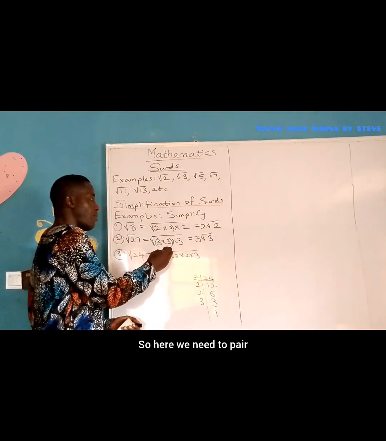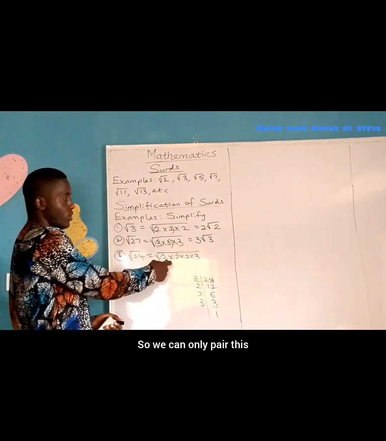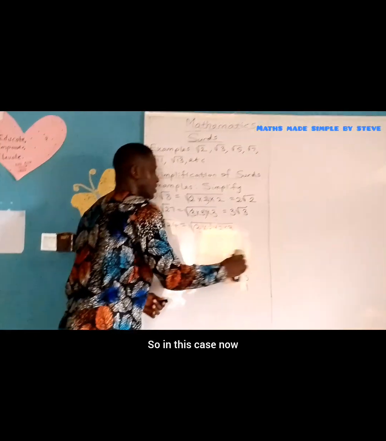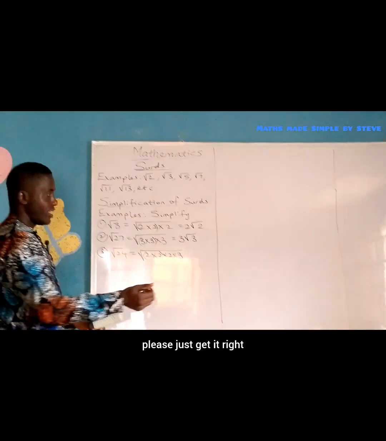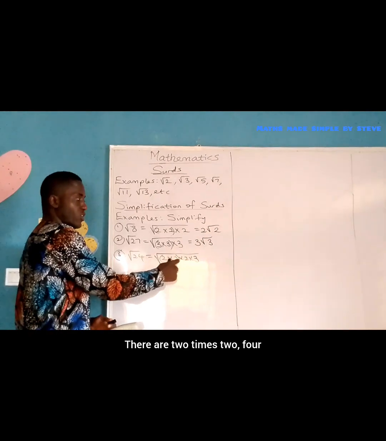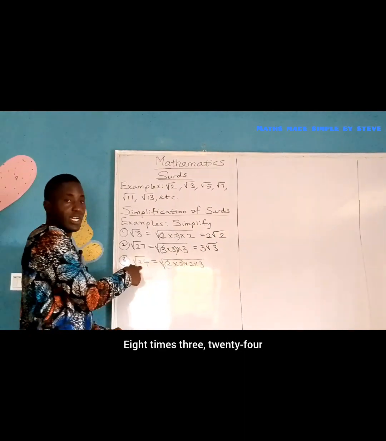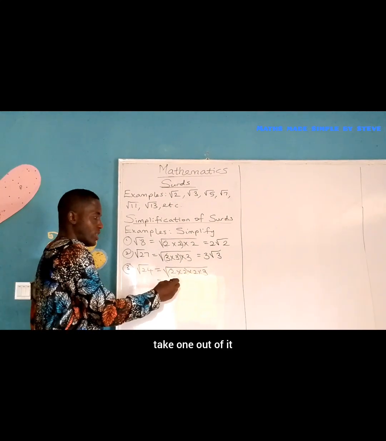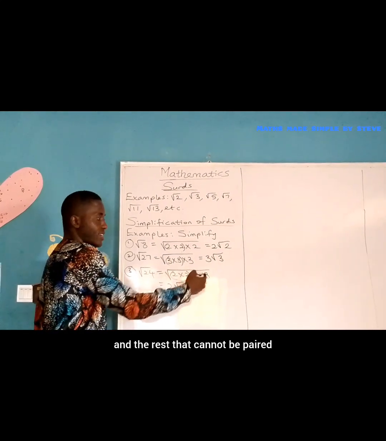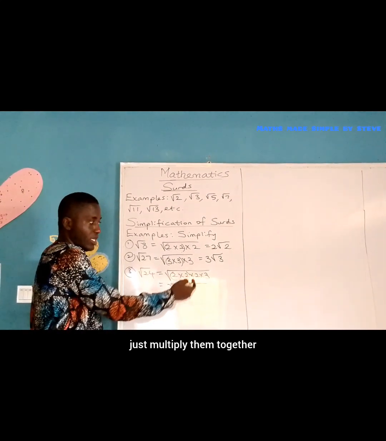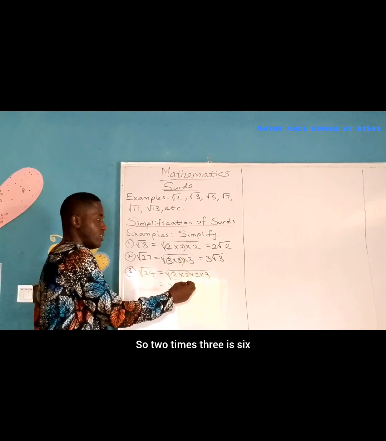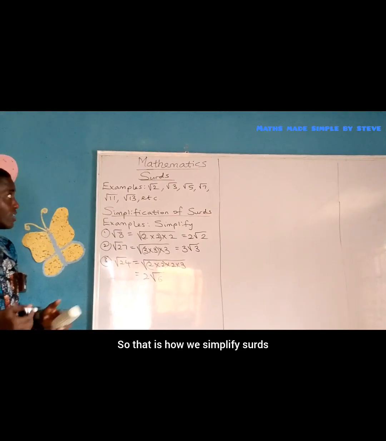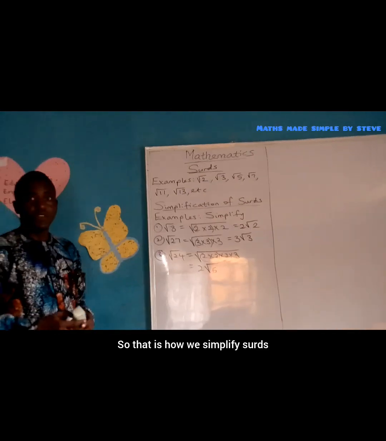So here we need to pair. We can only pair these 2s, we can't pair this because they are not the same. 2 times 2 is 4, 4 times 2 is 8, 8 times 3 is 24. We get 24 back. So the one you have paired, take one out of it, and the rest that cannot be paired, just multiply together. So 2 times 3 is 6. So the final answer is 2 root 6. So that is how we simplify surds.